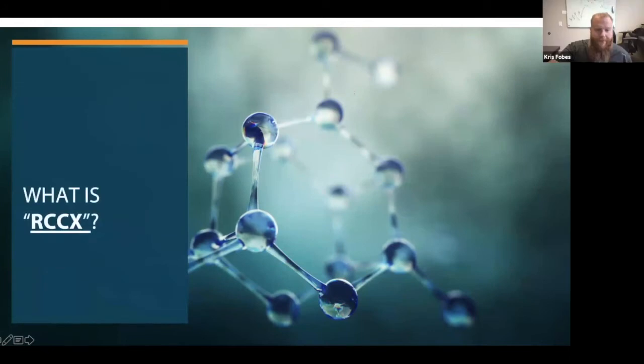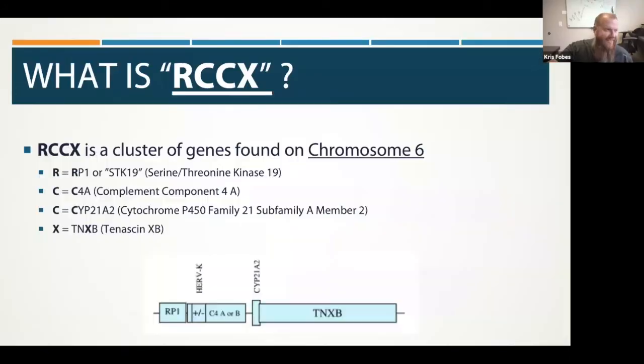So first, what is RCCX? RCCX is a cluster of genes found on chromosome 6, in HLA class 3. RCCX just stands for the genes that are involved. The RP1, which is actually more commonly known as STK19. There's another gene that's listed if you look up RP1, and it's not as associated, so I would stick with the STK19 idea.